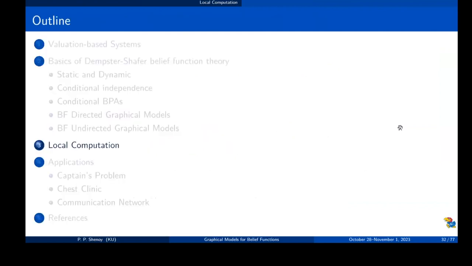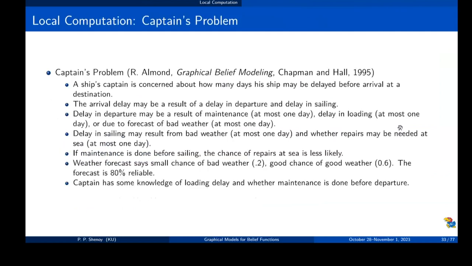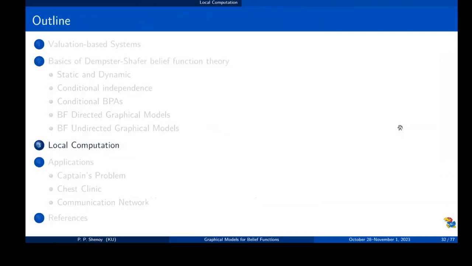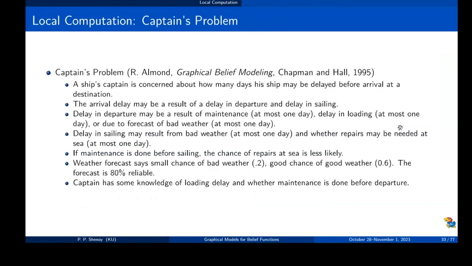Okay, so let's see. I hope I haven't spent too much time. The question is, how do we do this local computation? How do we compute the marginals? To explain this, I'll go through this example here. This is called Kapler's problem. In the interest of time, I can skip this.